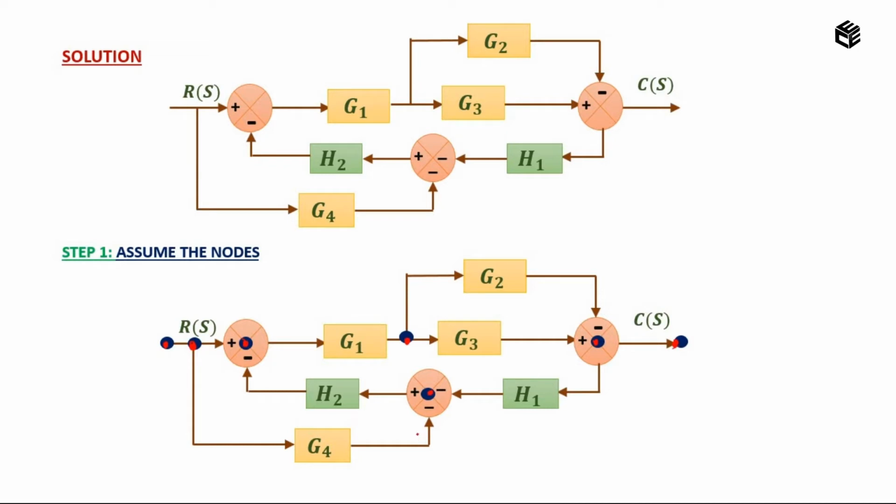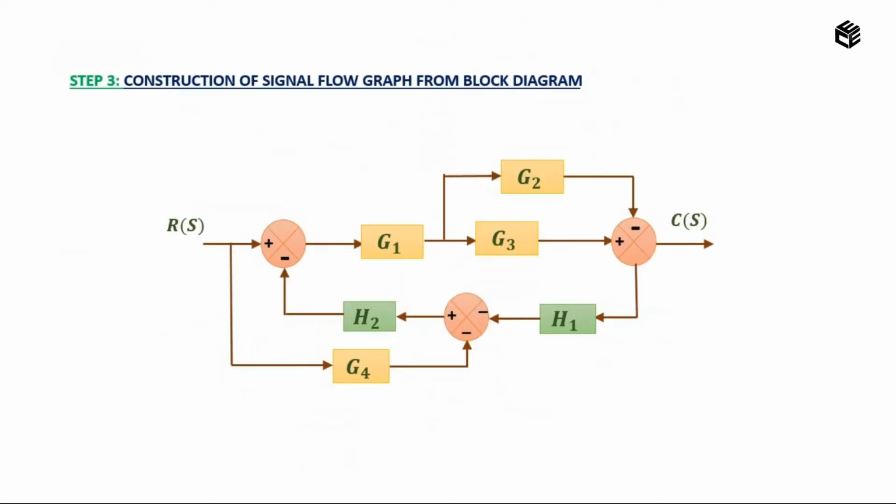What is the next step? We need to number the nodes. I am going to number all the nodes. Totally we have 7 nodes. Numbering the nodes depends upon you; in whichever way you like to number the nodes, you can number it. With this our second step is over. So I have assumed the nodes and removed all the steps.